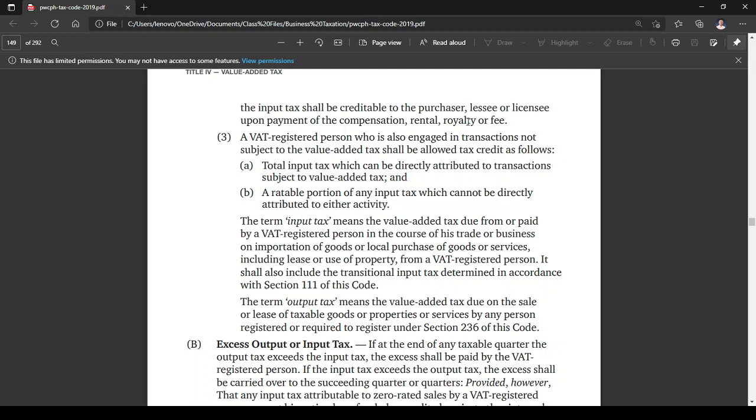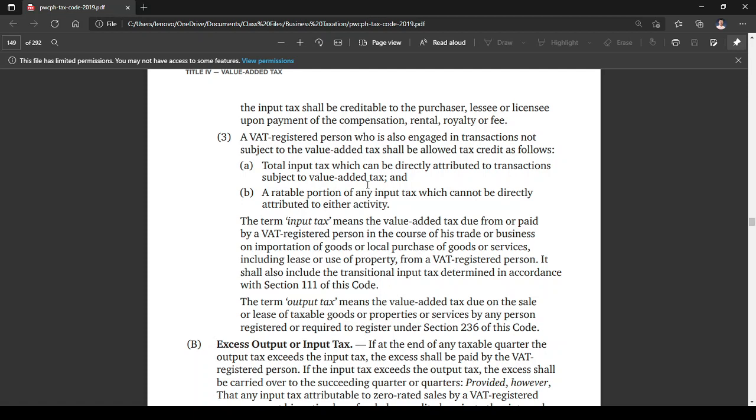So kapag ang isang taxpayer is may more than one business or more than one service, yung isa is subject to value added tax, tapos yung isa is not subject to value added tax. Okay, we can allocate the input tax, total input tax which can be directly attributed to the transaction subject to the value added tax. So kung meron man tayong input tax na directly attributed talaga sa transaction na subject sa VAT, value added tax, then we can claim that full total input tax, right?